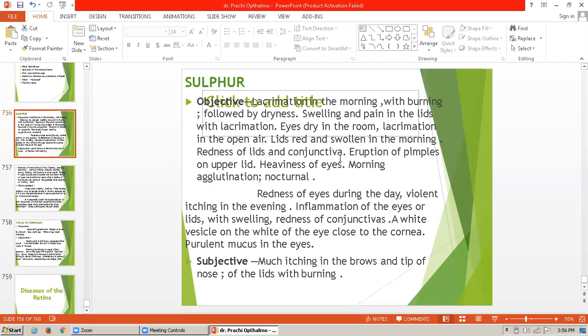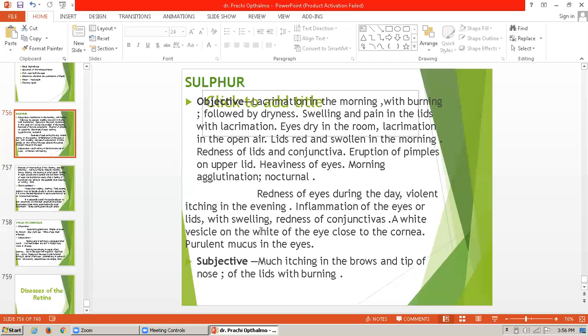And there is heaviness of the eyes and morning agglutination. So redness of the eyes during the day and violent itching in the evening. There is inflammation of the eye or lid with swelling. Redness of the conjunctiva, a white vesicle on the white of the eye close to the cornea. So there is purulent mucus in the eye.